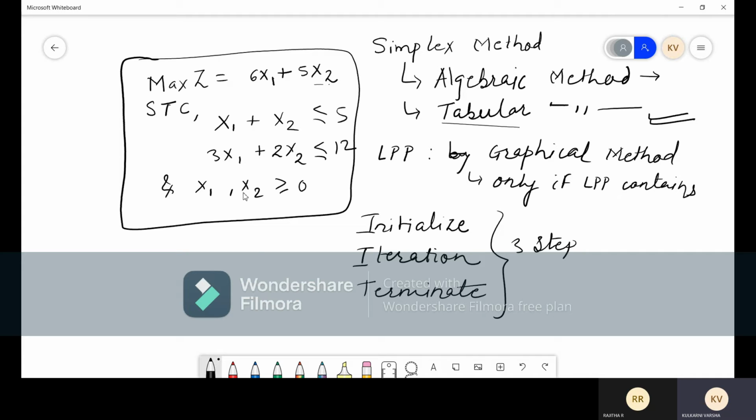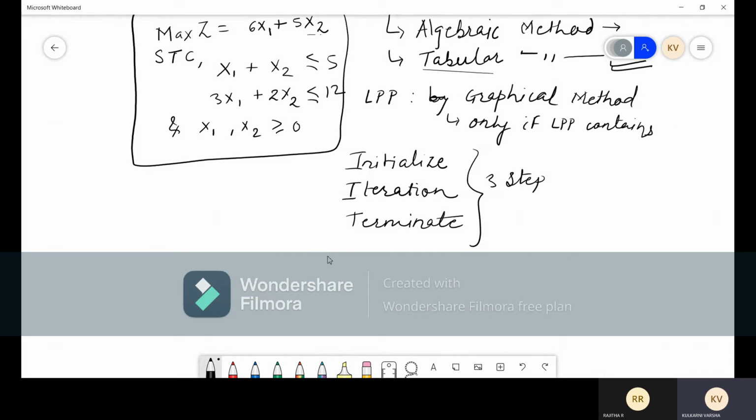So let us start with this example. Whenever we have to solve examples in the tabular form, we need to convert these constraints into equations. Why are we saying constraints? Because there is a condition that the LHS should be less than or equal to 5, the LHS should not be more than 5. So there is a constraint. We'll be converting this constraint into an equation.